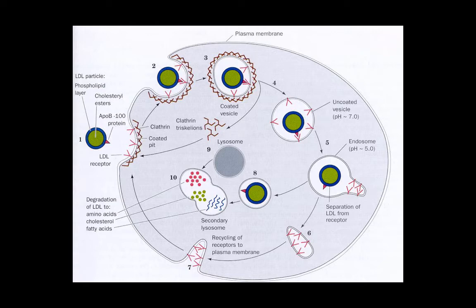Now we're going to talk about how all this is regulated. What did I say earlier? What regulates this process? Concentration of cholesterol. Intracellular cholesterol concentration regulates this. So if a cell has a lot of intracellular cholesterol, it won't take up more. If a cell has low intracellular cholesterol, it can take up more cholesterol from the blood.